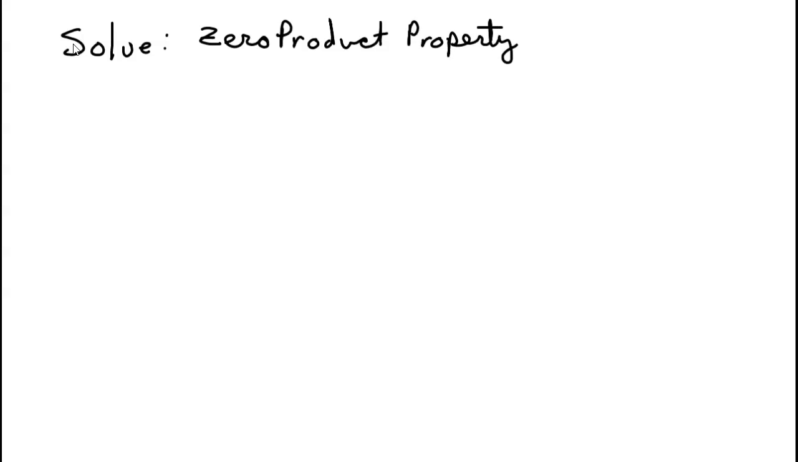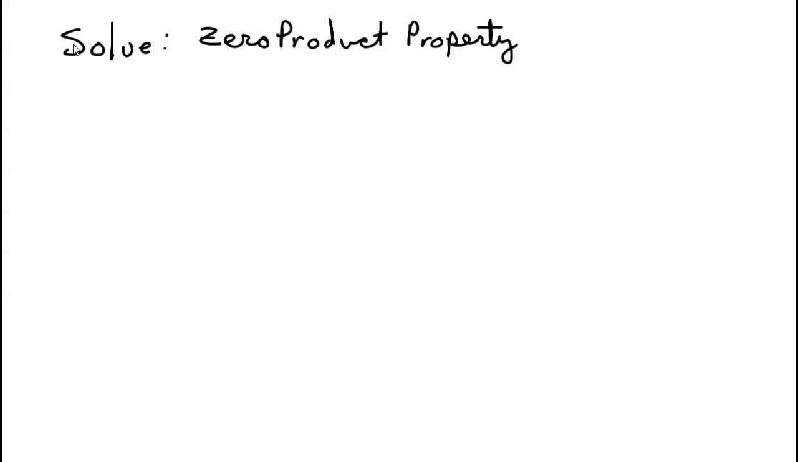Let's look at some other examples of solving using the zero product property. And remember, with the zero product property, and that is not how you spell zero product, we are having to factor.